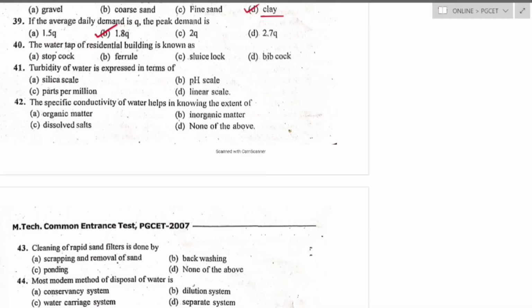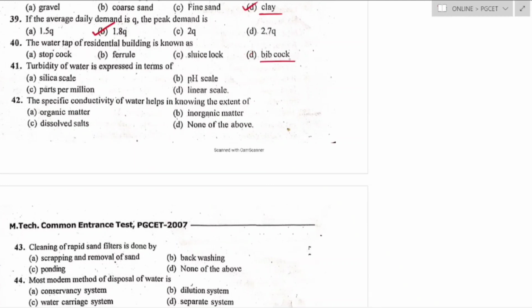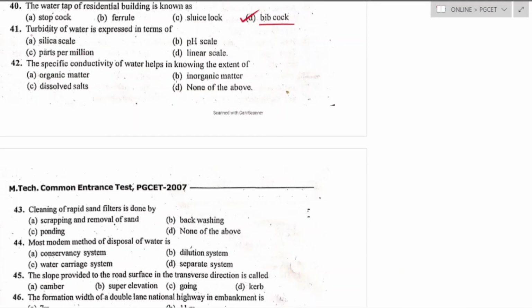Question number 40. The water tap of a residential building is bibcock. Bibcock taps are wall-mounted water taps with a downward bent nozzle that allows people to turn the water supply on and off when required. So option D will be the right answer.